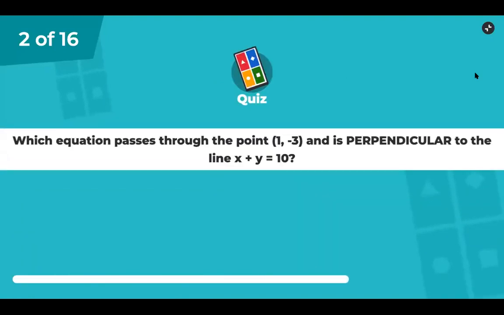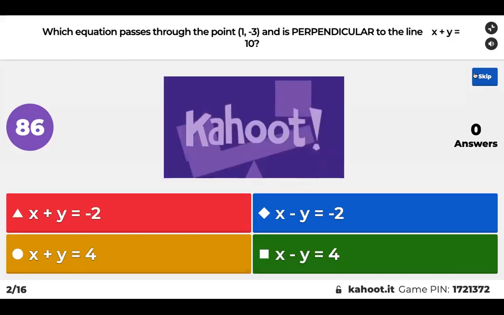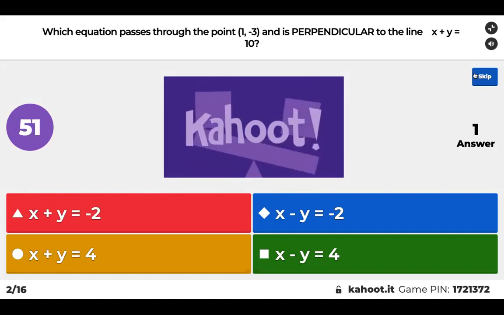So now we're writing an equation of a line. This is important here. Perpendicular to x plus y equals 10. So think, you have to get it in mx plus b form first because we need to know what the slope is. And then you have to figure out what a perpendicular slope is. So get it in y equals form. What's the slope of the current line? What would a perpendicular slope be? And then we have to use that point, 1 and -3. This one's tricky.